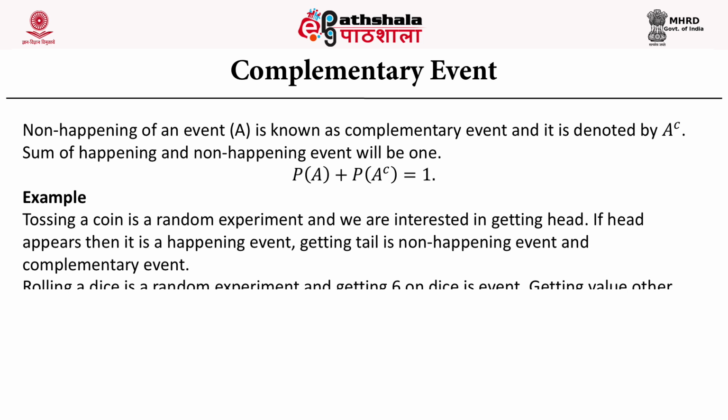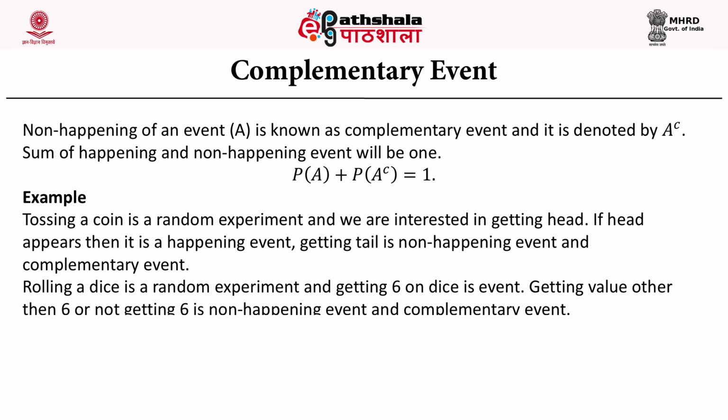So for example, tossing a coin is a random experiment and we are interested in getting a head. If a head appears, then it is a happening event. Getting a tail is the non-happening event, the complementary event. Rolling a dice is a random experiment and getting 6 on the dice is an event. Getting a value other than 6, or not getting 6, is the non-happening event and complementary event.